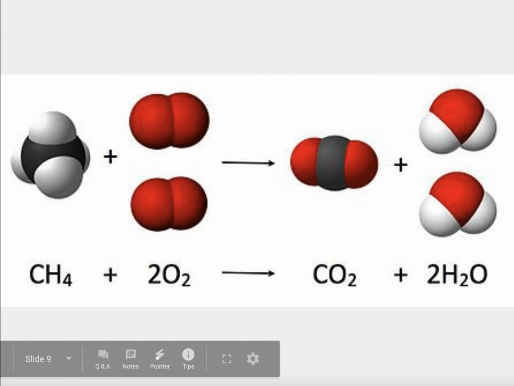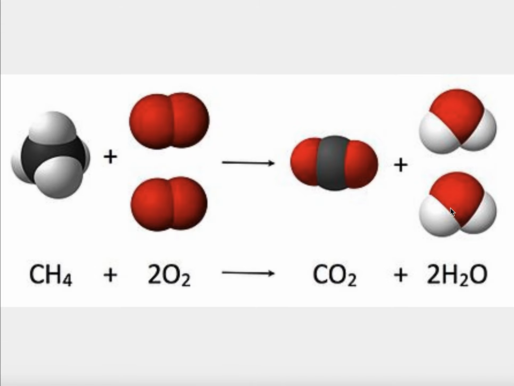So here's kind of a visual representation of the atomic level. So here we have CH4, we have 2 oxygen molecules, carbon dioxide, and 2 water molecules. And you can see I start with 1 carbon, I end with 1 carbon. I start with 4 little oxygen atoms and I end with 4 little oxygen atoms. I start with 4 red oxygen atoms and I end with 4 red oxygen atoms.